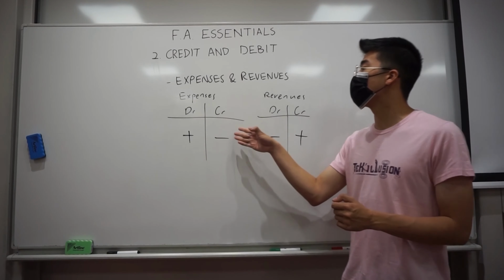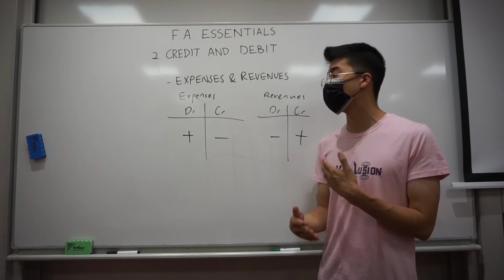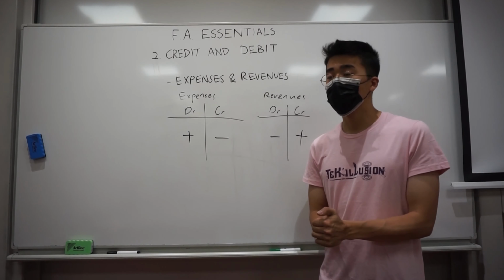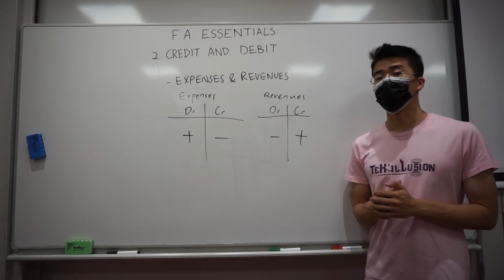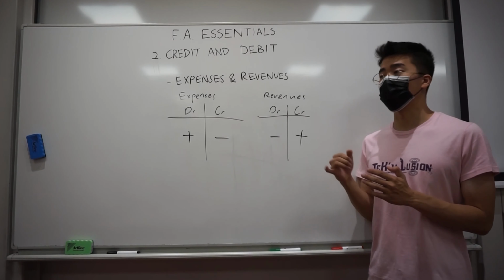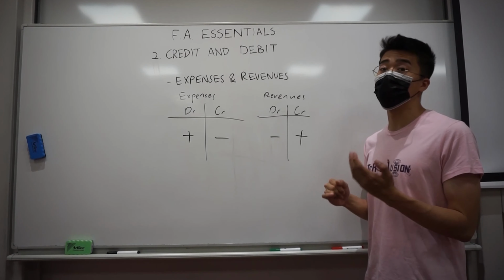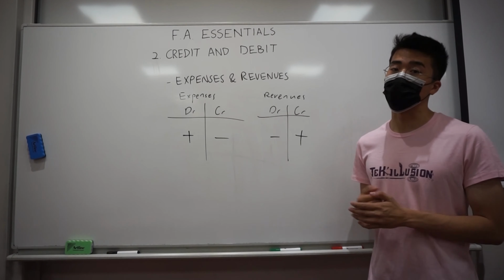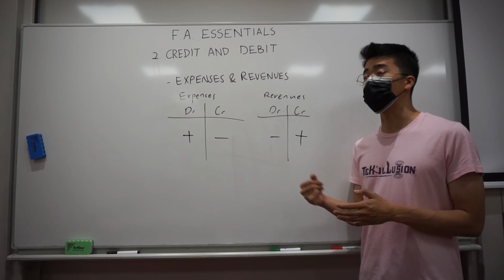On the other side, when expenses decrease, you have less that is expended, so you have more net income as a result. And for revenue, it's the opposite situation, where an increase in revenue leads to a crediting of your balance sheet because now you have more net income, and revenue decreasing in value will lead to a debiting of your balance sheet, which will decrease your net income.